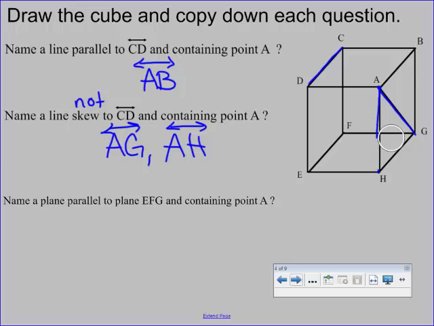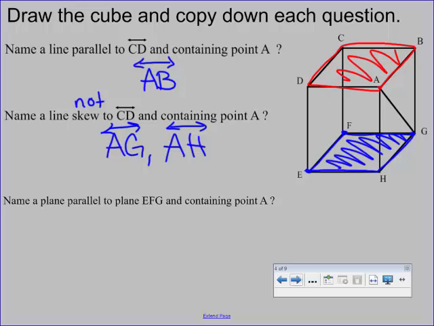Last question talks about parallel planes, and it says name a plane parallel to EFG. So let's first figure out plane EFG. It contains those 3 points, and it's the bottom of this box right here, that also contains point H. So the plane that is parallel and contains point A is the top of the box. Remember, with notation, pick any 3 points and write the word plane in front of it, and I'll just say plane ABC.